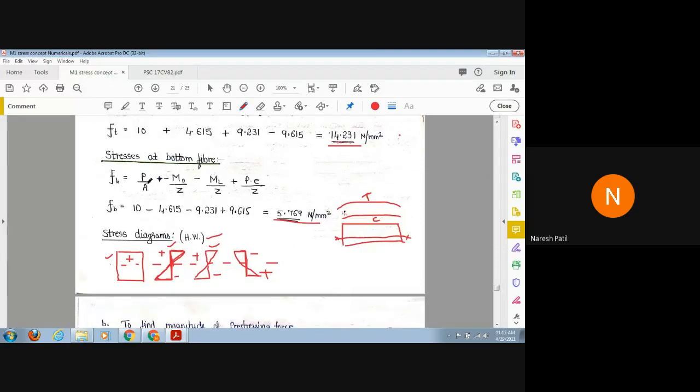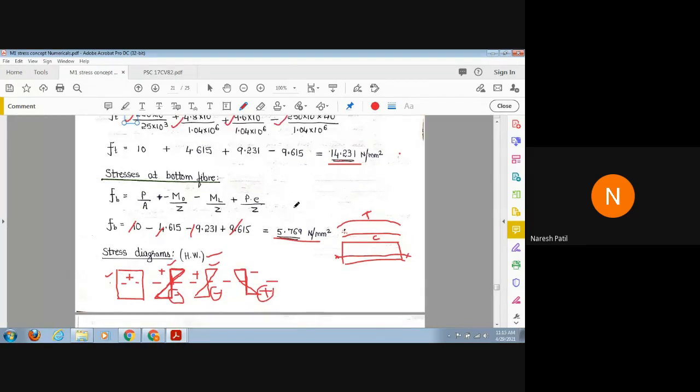So now here we have P by A. It is plus. Again you can see P by A is plus. MD by Z is minus, you can see this is minus, minus. ML by Z minus, minus. Plus PE by Z, plus PE by Z.